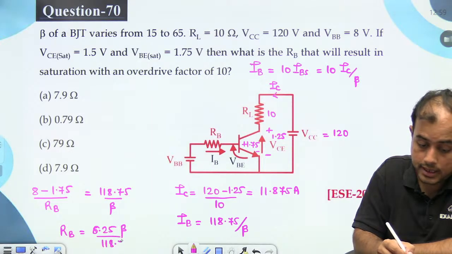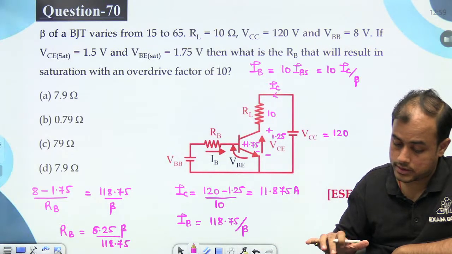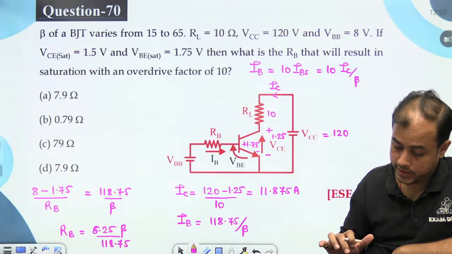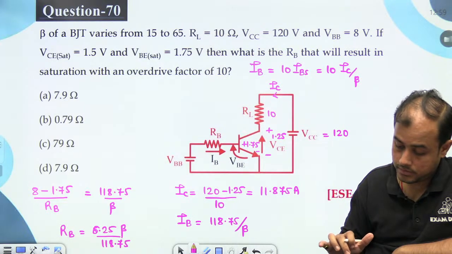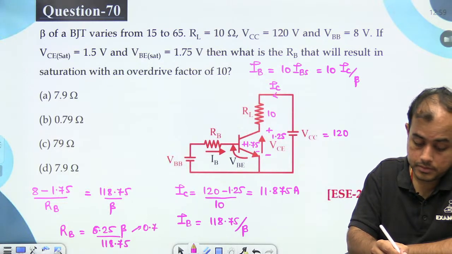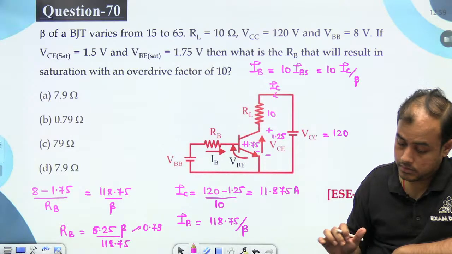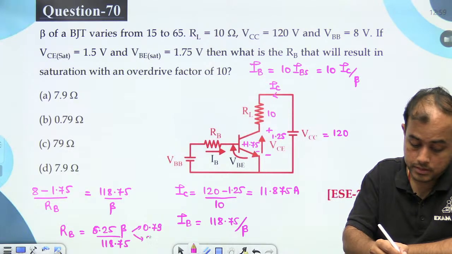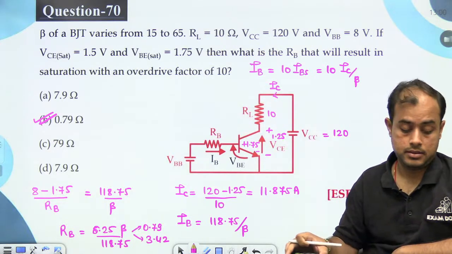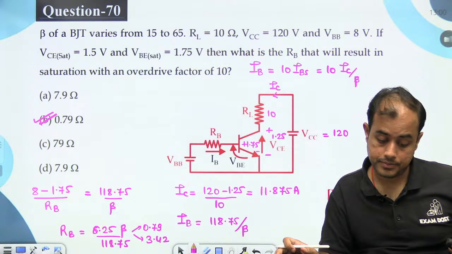Now, it is asking what is the value of RB. Beta can vary from 15 to 65. So multiply by 15. 0.789, and if you take 65, 3.42. So minimum value is 0.79. ठीक है, मिनिमम वैल्यू इज 0.79. ये ठीक है.